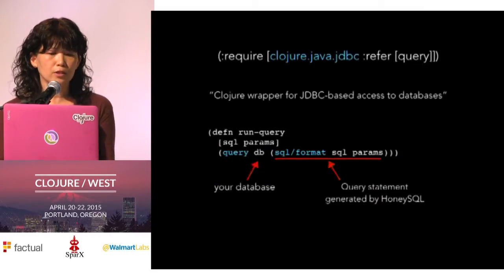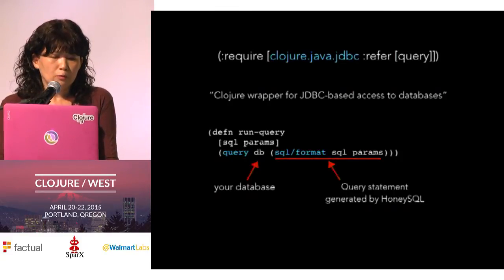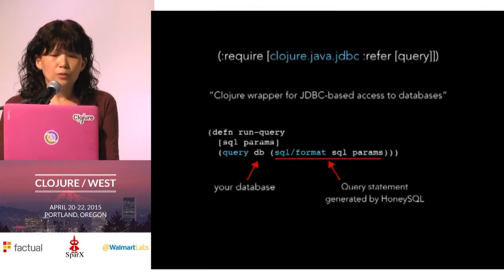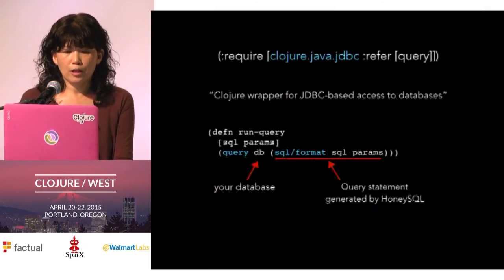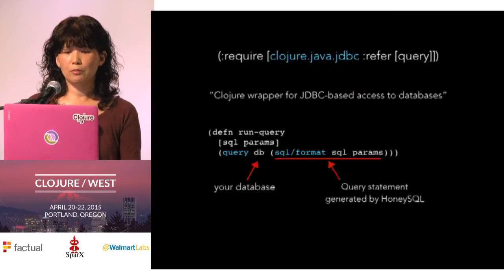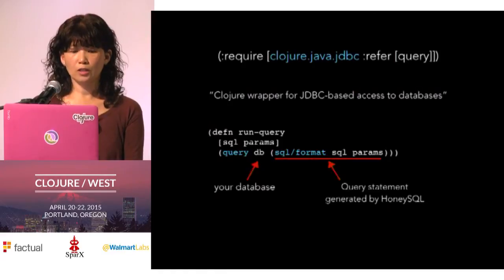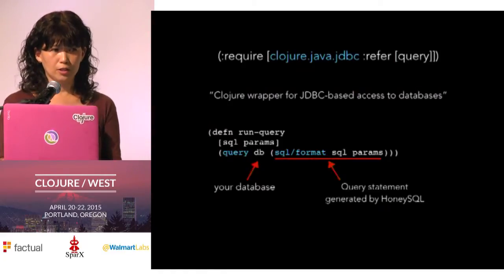In order to execute a constructed query, we require clojure.java.jdbc. It is a Clojure wrapper library for JDBC-based access to databases. To execute a query, simply call the library's query function with arguments, where the first argument is your database, and the second argument is a complete query statement. For us, that's generated by HoneySQL.